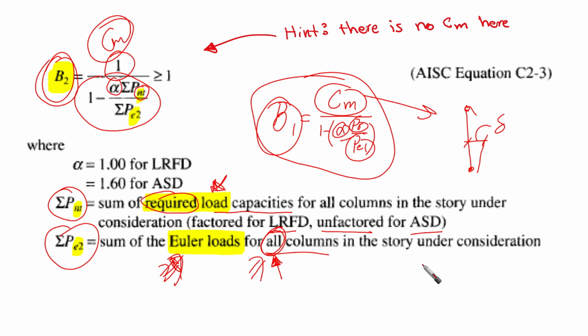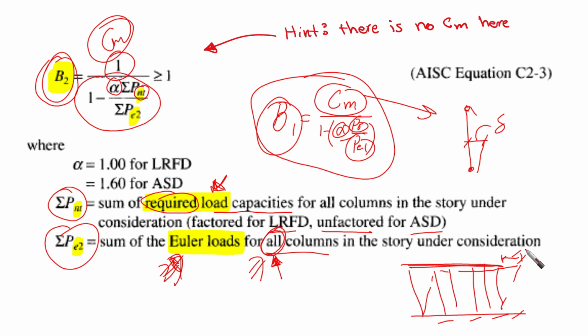We are talking about the entire story. It means that if the story has many columns, then we are talking about the entire story, because the entire story is going to move with the same delta. So we find a keyword that is repeated in the definition of summation of PNT and in the definition of summation of PE2, which is the words all columns in the story. So we're talking about the story here.